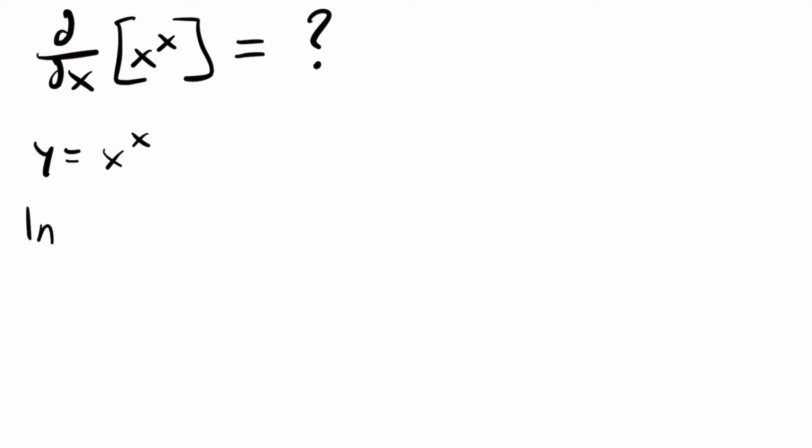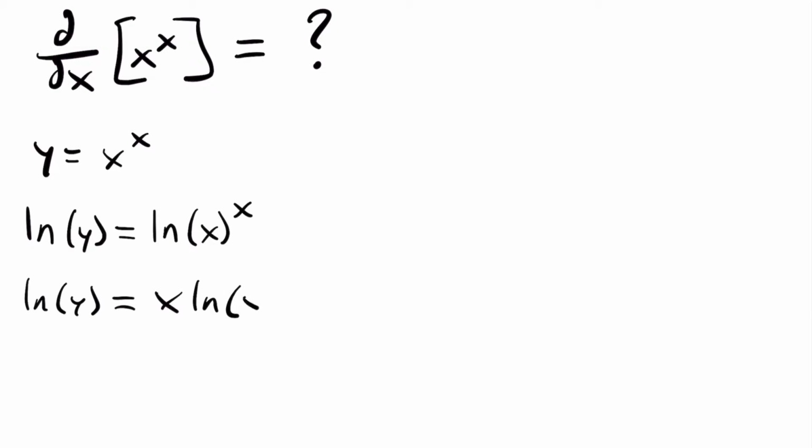So we'll have that the natural log of y is equal to the natural log of x to the power of x. And one of our properties of logs is that we can move our exponent to the front of the log. So we can change it from being an exponent to being a coefficient. So what we'll have here is that the natural log of y is equal to x times the natural log of x. We just moved this exponent out front.